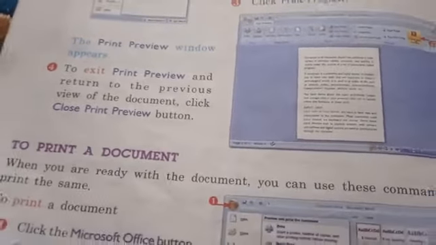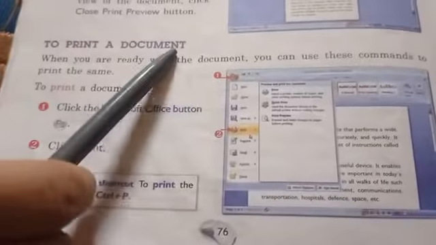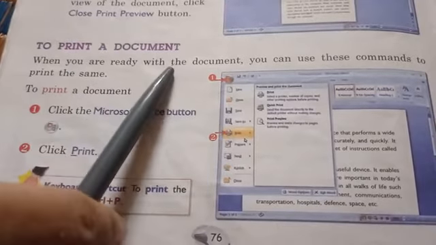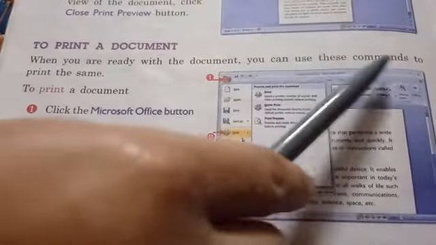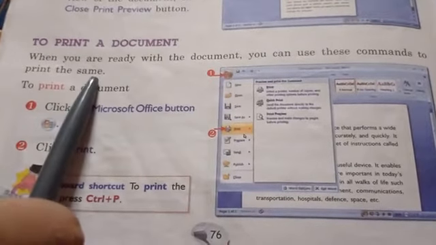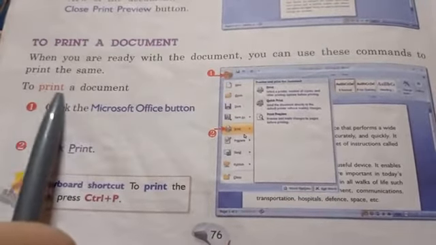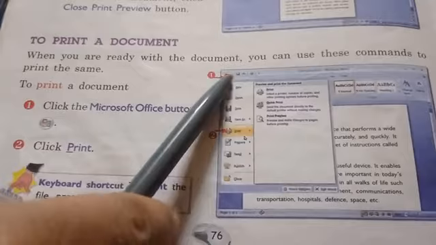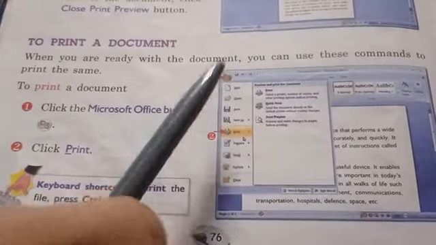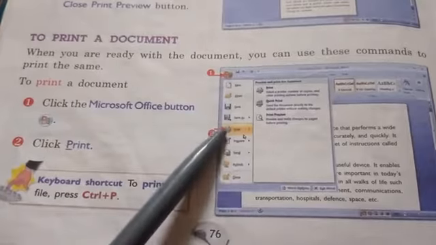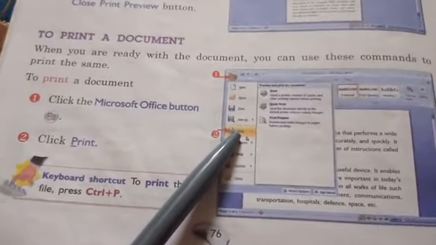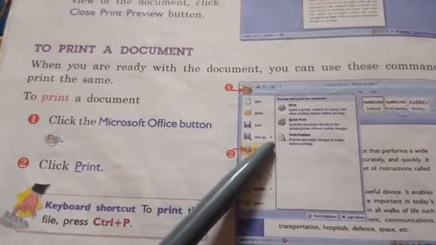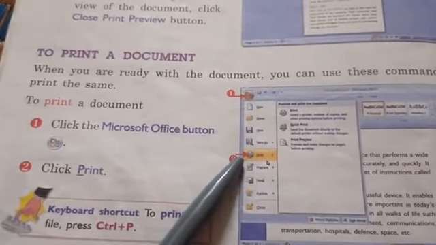Now to print a document, how we can take a print of document? When you are ready with the document, you can use these commands to print the same. To print a document, first you have to click on the Microsoft Office button. After that, click print. You can see here option print. You have to click on it. This time you will not click on this arrow key, only you have to click on the print. Okay.